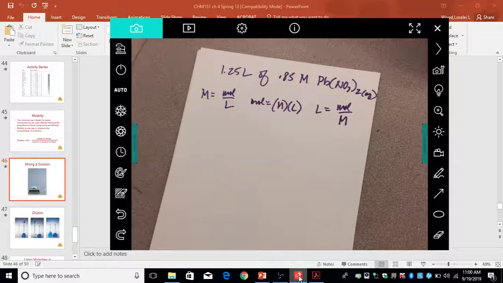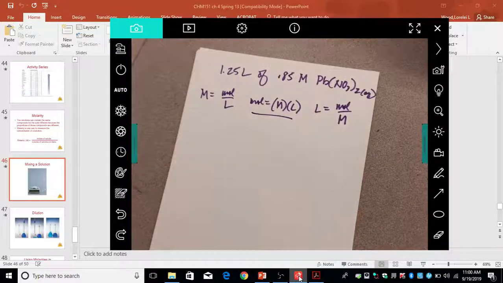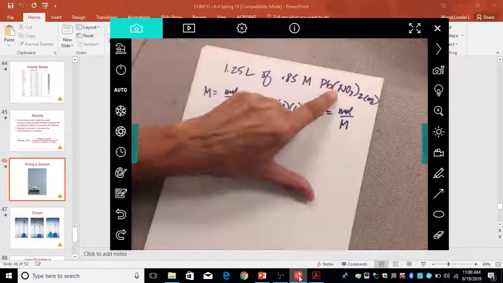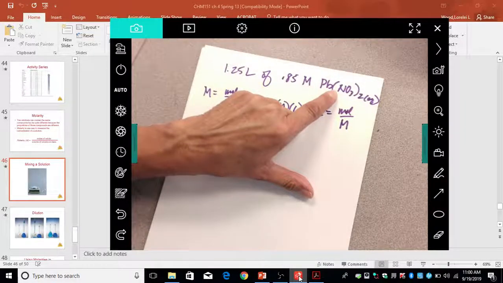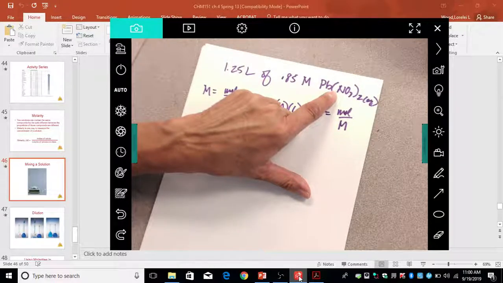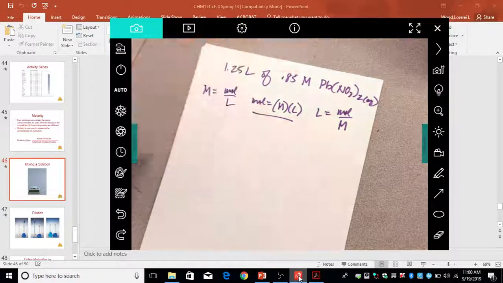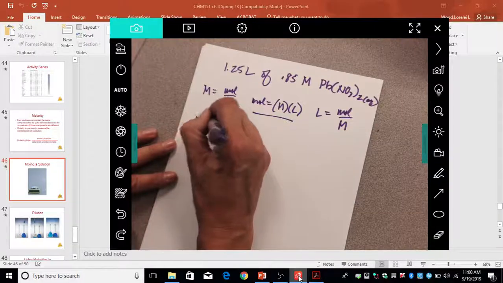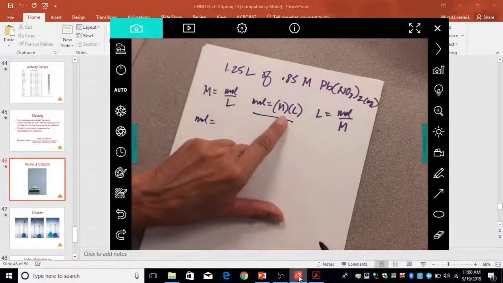I'm going to make 1 1/4 liters of 0.85 molar of this stuff. How am I going to do that? I think I would like this equation initially because that would tell me how many moles of the stuff I need, right? And then I can take the moles I need and figure out what? Grams. Okay, so moles is going to be the concentration times the volume. What's the concentration?